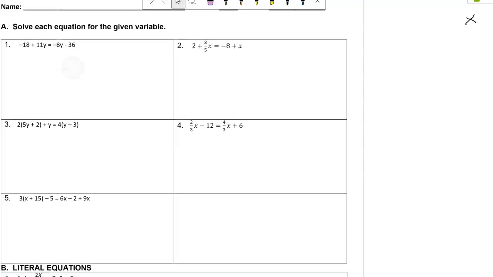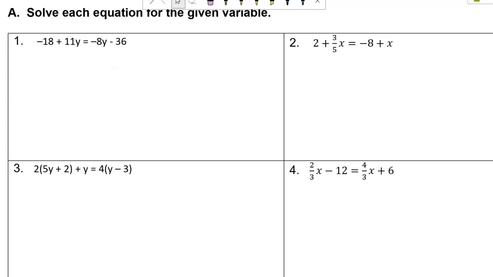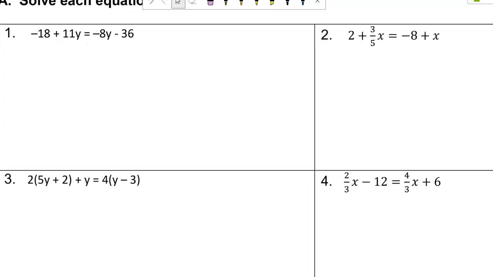So let's do an extra little review, bonus review for you guys. These questions look just like the test. So let's start, keep our equation balanced by putting a line down the equal sign.